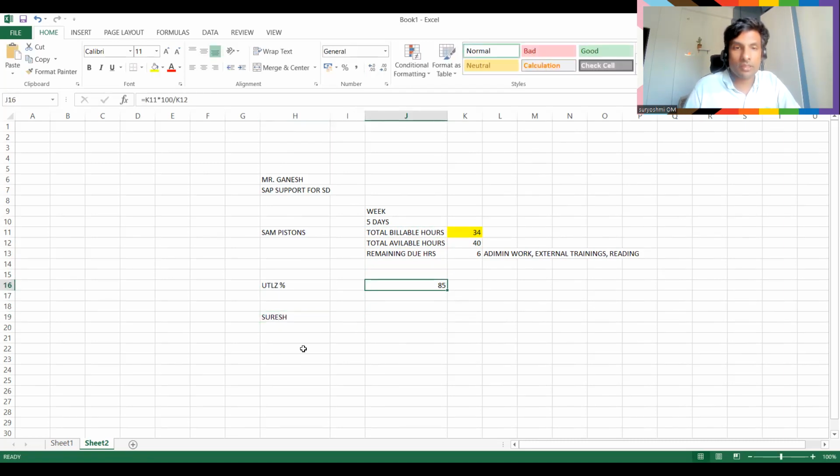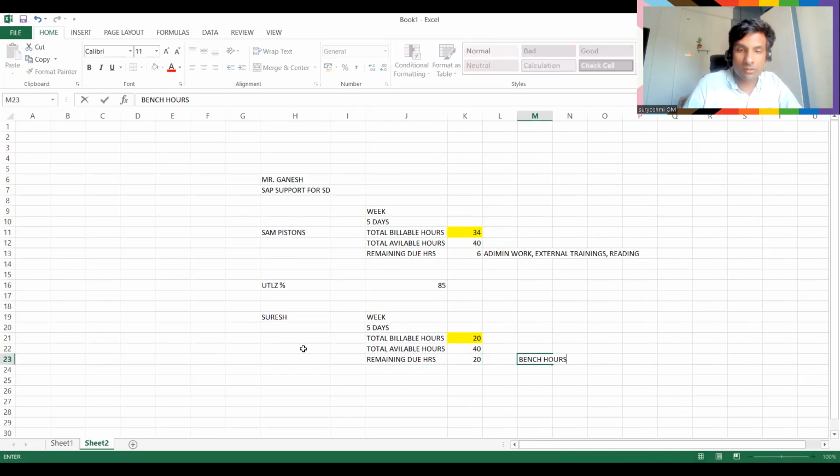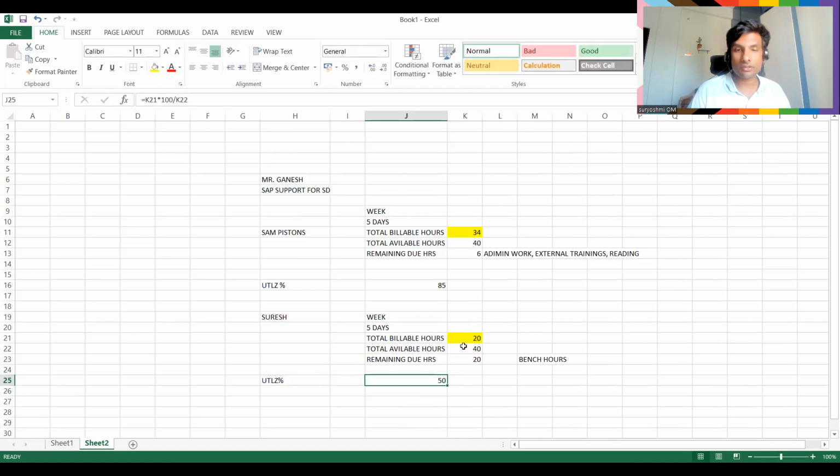Now a similar example, if you take Mr. Suresh. Suppose this person worked total billable hours of only 20, so the remaining 20 are bench hours. Now let's calculate for him. His utilization percent equals 20 into 100 divided by 40. So the utilization percentage is 50. He got utilized 50%. You can calculate with the simple formula. This is how utilization comes into the picture.